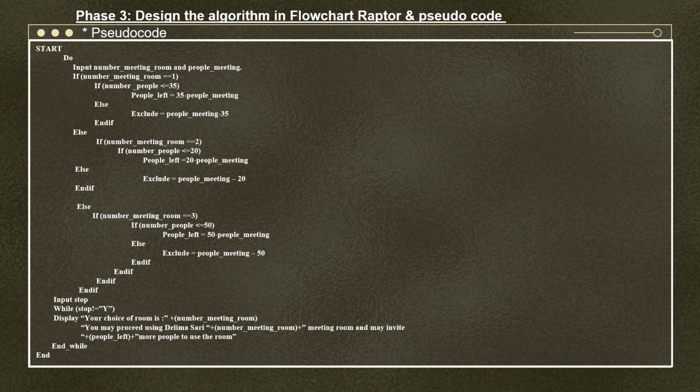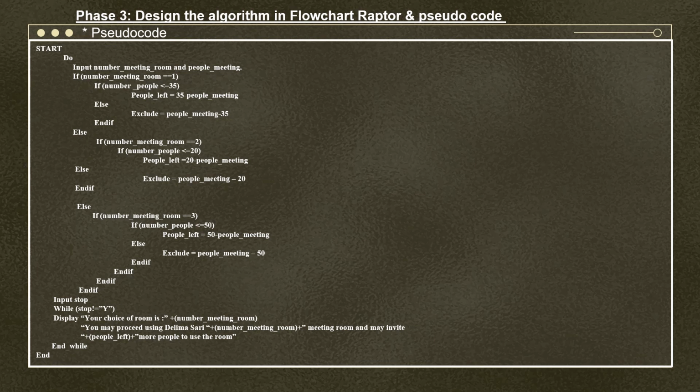Else, if number meeting room is equal 3, if number people less or equal 50, people left is equal 50 minus people meeting, else exclude equal people meeting minus 50. And then end if, four times. And then input stop.